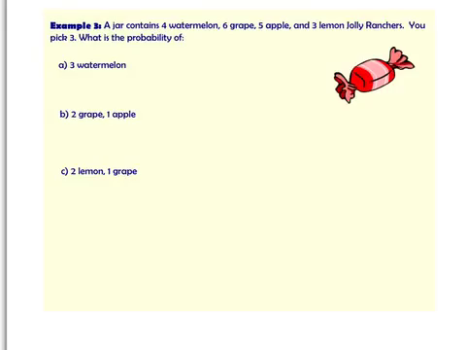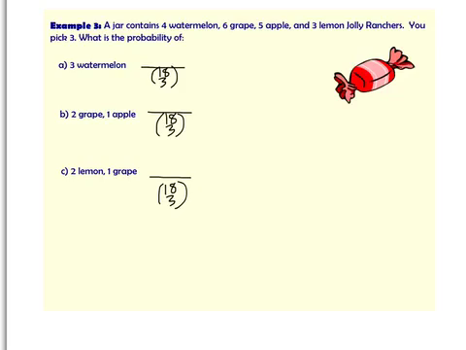Example 3, a jar contains 4 watermelon, 6 grape, 5 apple, and 3 lemon Jolly Ranchers. You pick 3. What is the probability of choosing, let's do part A first, 3 watermelon? So for actually all 3 problems, we're choosing 3 Jolly Ranchers out of a total of 4, 6, 5, 3, so 18. So I'm going to go ahead and just write the denominators for all 3 of these problems. Each of them is going to be 18 choose 3 because there's 18 Jolly Ranchers and we're picking 3 of them for our total.